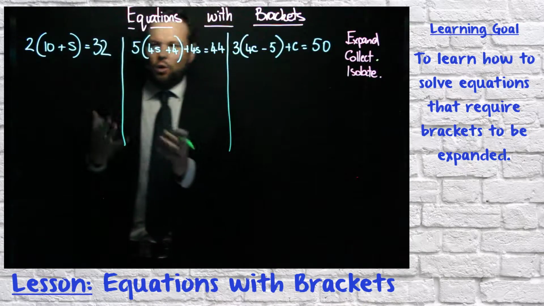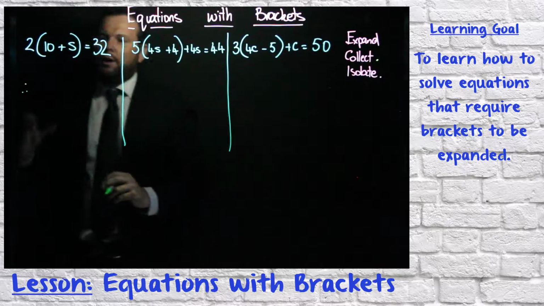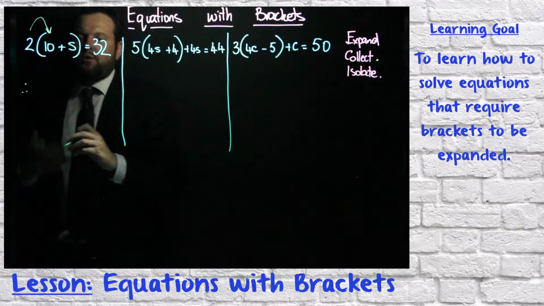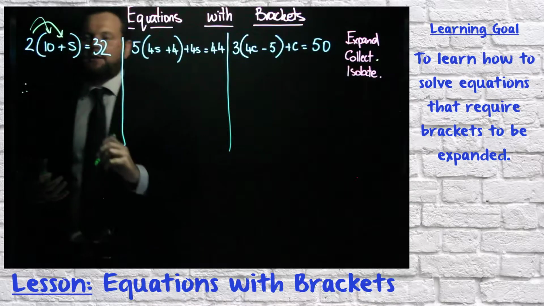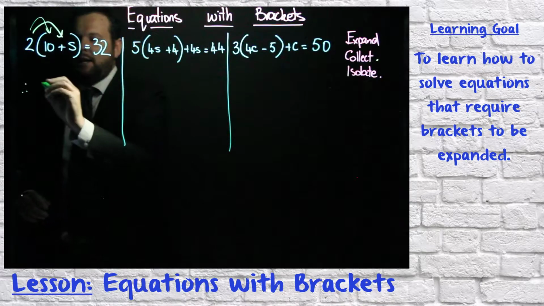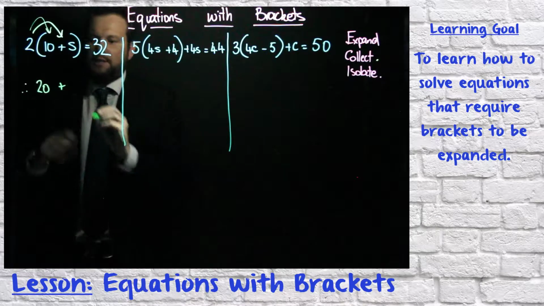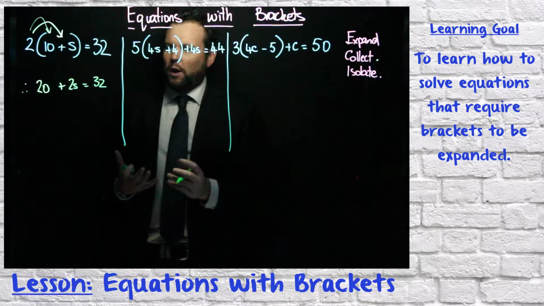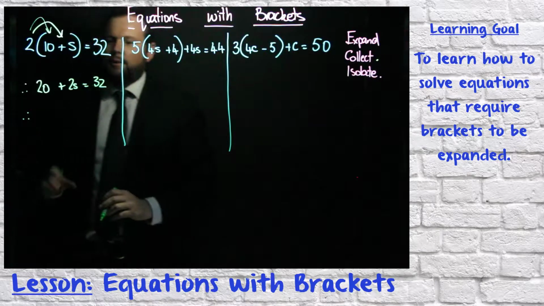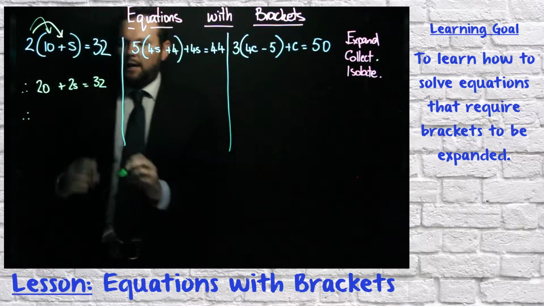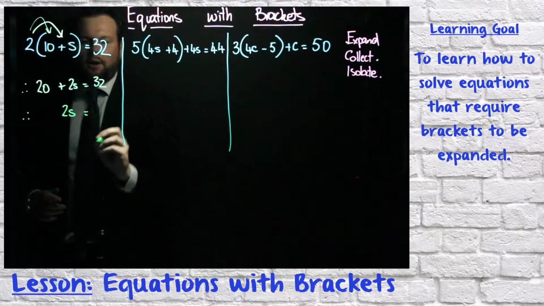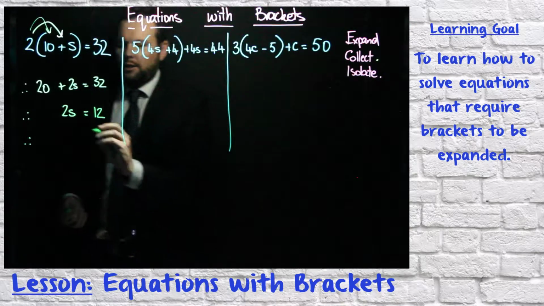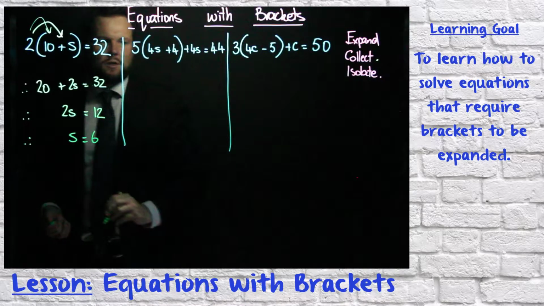And this is something that I'm sure everyone here knows how to do. All we need to do is expand these brackets. So we multiply everything that's on the inside by what is on the outside, okay? So 2 times 10 gives me 20, plus 2 times s gives me 2s, okay? So now we can just solve our equation algebraically as we have been doing. So let's get rid of the plus 20 by taking 20 from both sides. Okay, which gives me 12, and now let's divide both sides by 2, so s equals 6.